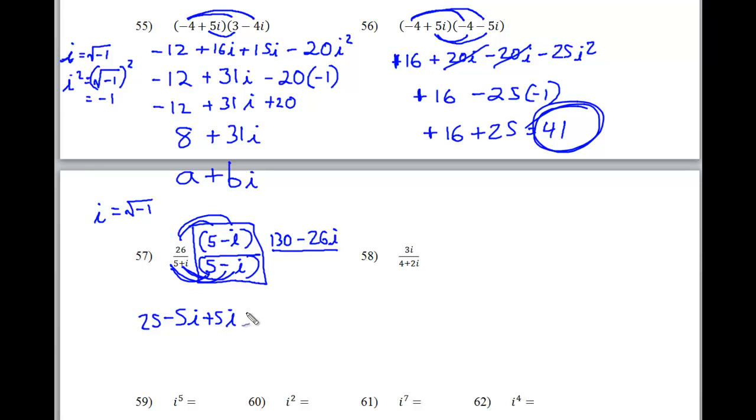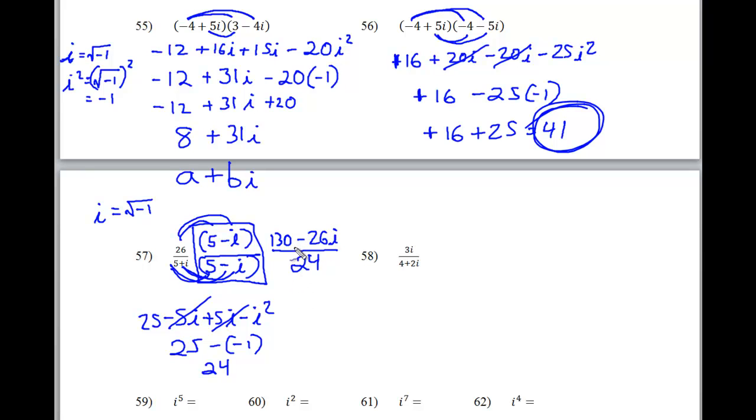And then the i times negative i is negative i squared. So those two go away, which is kind of nice. And this is going to be 25 minus negative 1, which makes this 24. Cool. So my answer is 24 here. Now, what I should highlight is that sometimes these denominators can get simplified quite a bit.